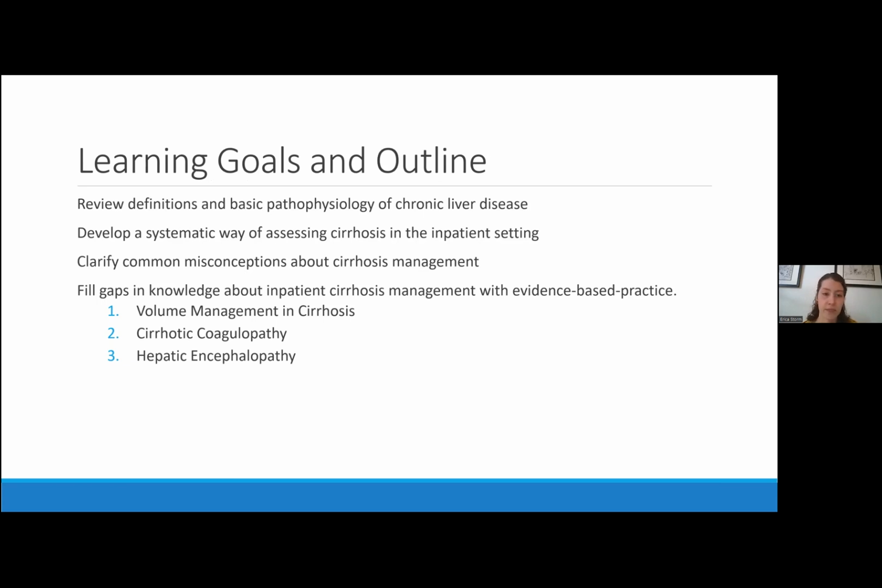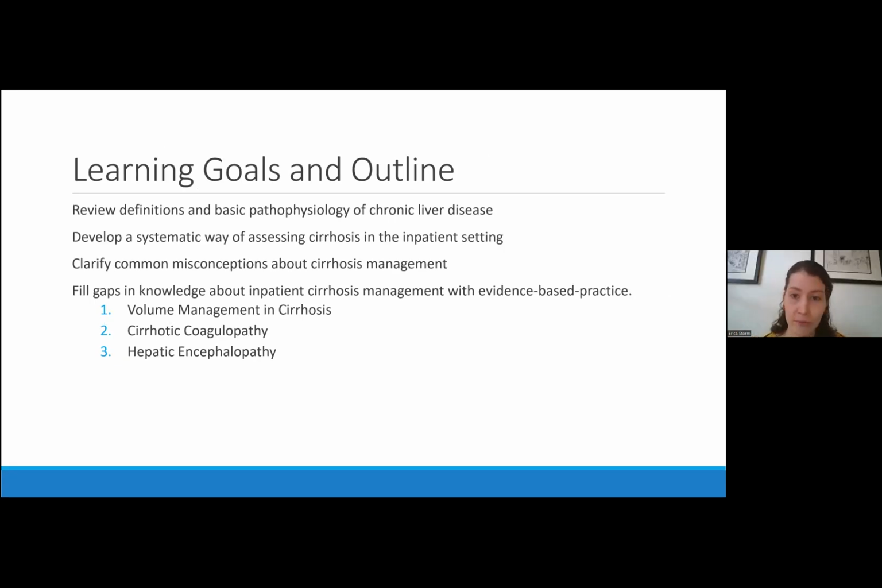I really want to try to make this palatable and manageable for everyone, and cirrhosis management in the hospital is really comprehensive. So rather than going over everything, I'm going to be really focusing on some common misconceptions in cirrhosis management and hopefully filling in some gaps in knowledge with some evidence-based practice so that you can say we are doing X plus Y, and not just because that's how my resident taught me when I was an intern.